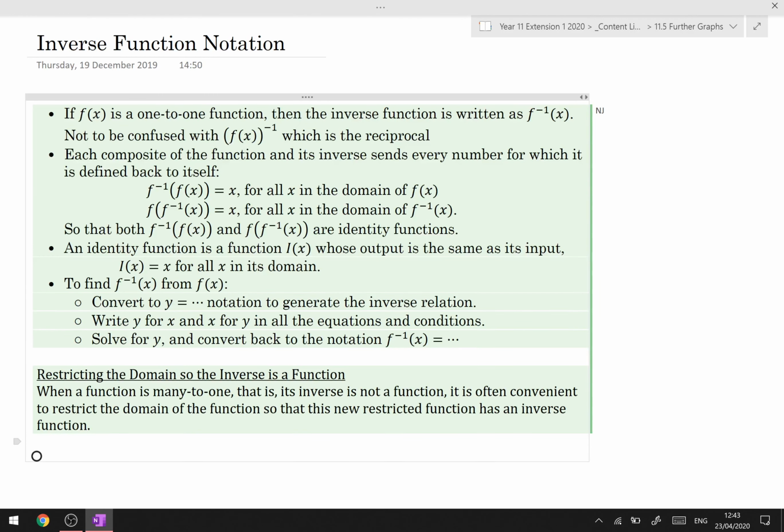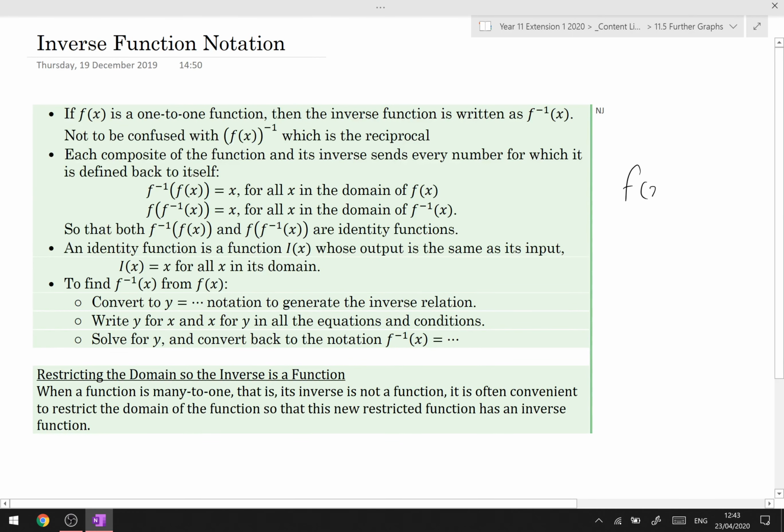To find f of negative 1 of x, so to find the inverse from f of x, you convert it into y equals notation. If you have a function that looks like f of x is equal to x, what you do instead is rewrite it, but instead of f of x, you write y is equal to x, or y is equal to whatever it is. So f of x goes to y.